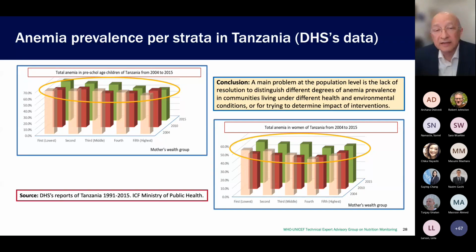Here are the data showing the anemia prevalence in 3 DHSs in Tanzania, years 2004, 2010, and 2015, in preschool age children and in women. And you can see it's exactly what was predicted by my calculations in the previous slide. The difference among the groups is very small. And in some cases, even the wealthy groups have higher anemia prevalence than the previous group. And this is not possible.